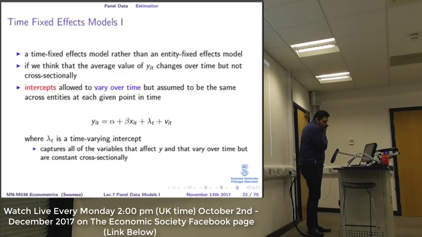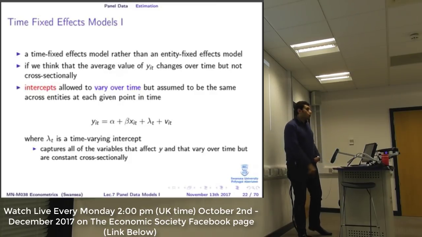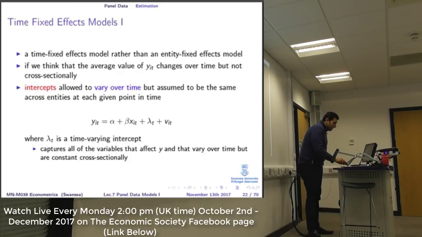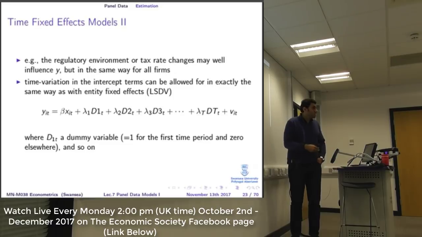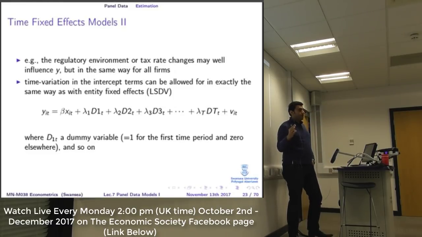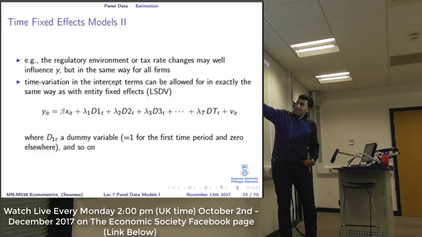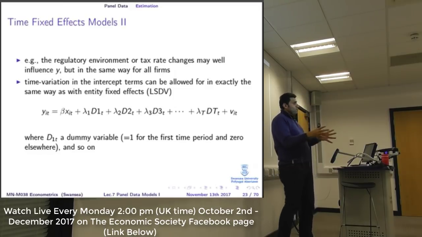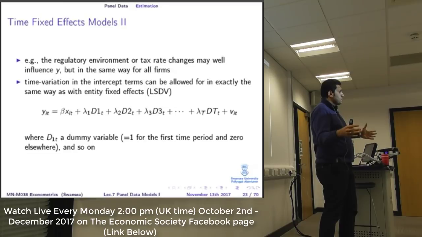And as I say, this captures all variables that affect y, and that vary over time, but are constant cross-sectionally. If you want to think of an example, think of the regulatory environment or tax rate changes. This may influence all firms the same way. So it will influence, yes, your dependent variable y, but again, the same way will affect all firms. So if you have a tax rate change, this will affect all firms at the same time. So this is something that happens at t equal whatever.